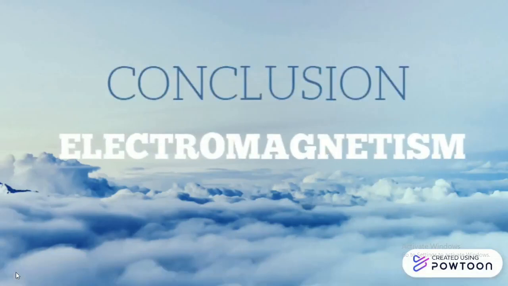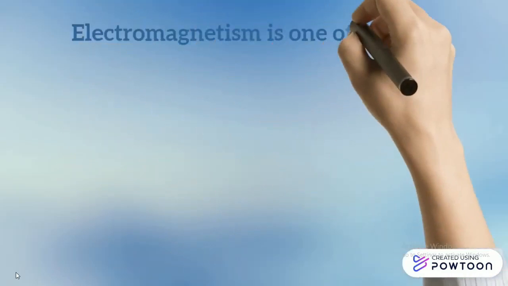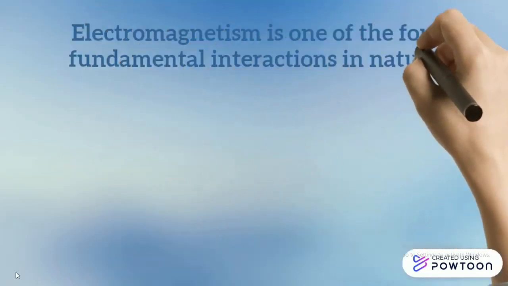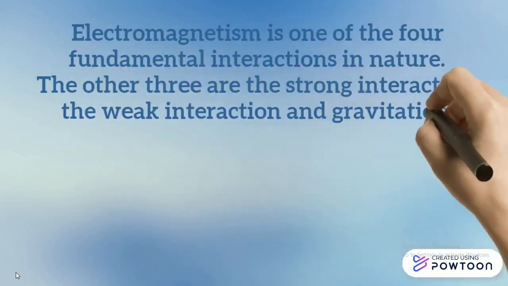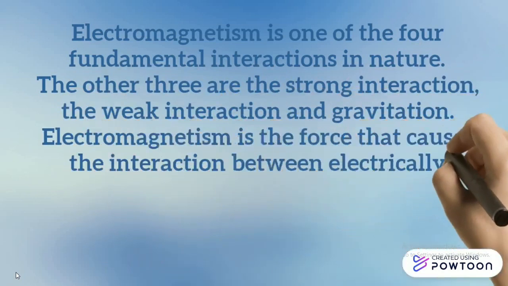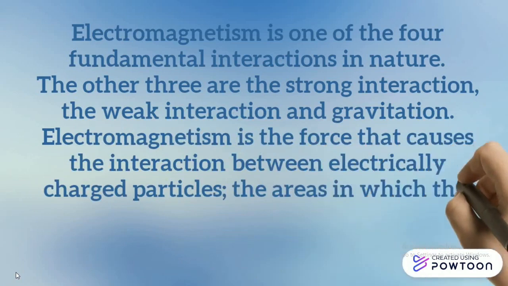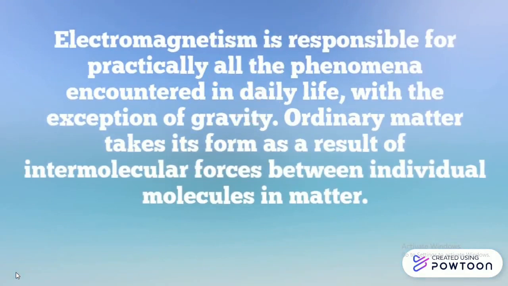Next, we will continue to the conclusion of electromagnetism. Electromagnetism is one of the four fundamental interactions in nature. The other three are the strong interaction, the weak interaction, and gravitation. Electromagnetism is the force that causes the interaction between electrically charged particles. The areas in which this happens are called electromagnetic fields. Electromagnetism is responsible for practically all the phenomena encountered in daily life, with the exception of gravity.